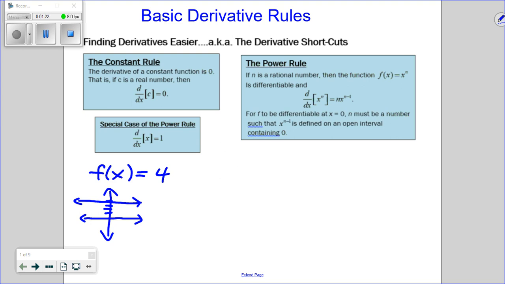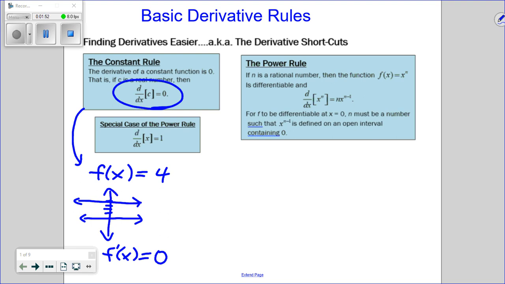Okay, so it gives us this rule. Now, the d over dx is called the derivative operator. So this is saying the derivative of c, or of a constant, is always equal to 0. Okay, so back to my example, if the function is f of x equals 4, then f prime of x would equal 0. The derivative of a constant is always 0.